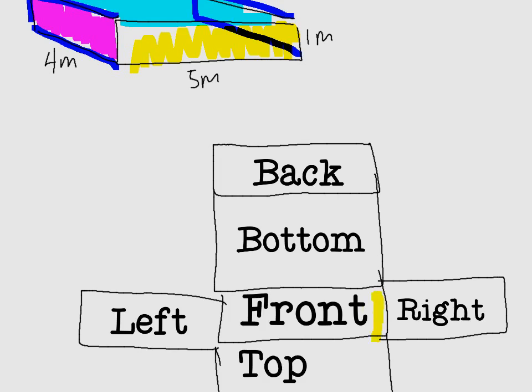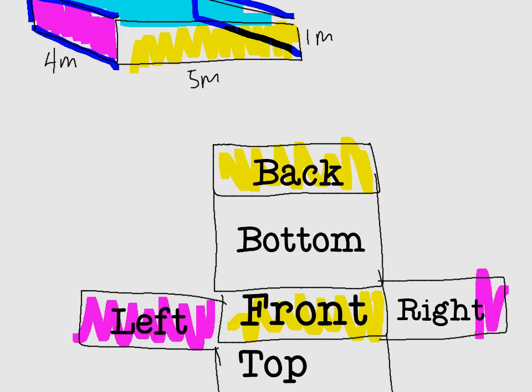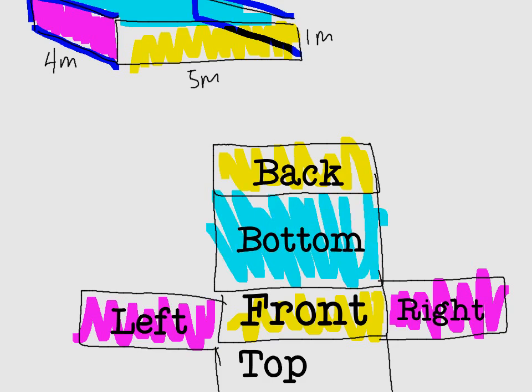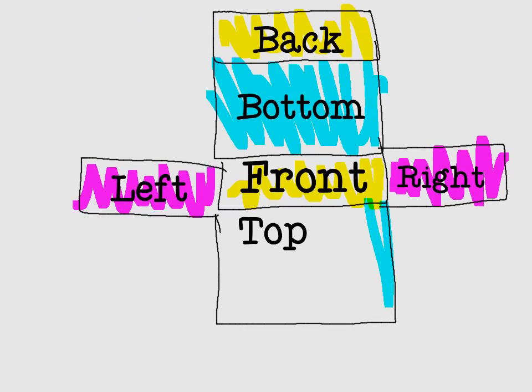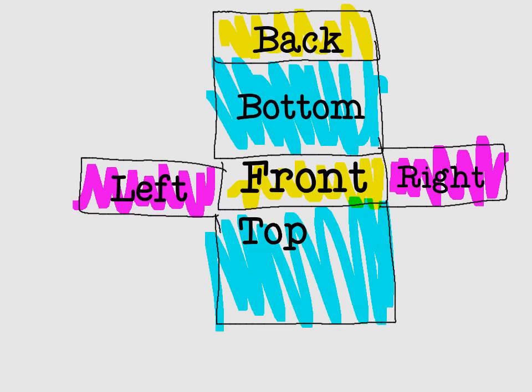Front and back. I know that my two side bits are the pink ones, so left and right. And I know my bottom and top are those bluish teal ones, whatever you want to call that right there. And let's go down here. Okay. And I can go back up and look at my measurements to figure out what's going to go where.